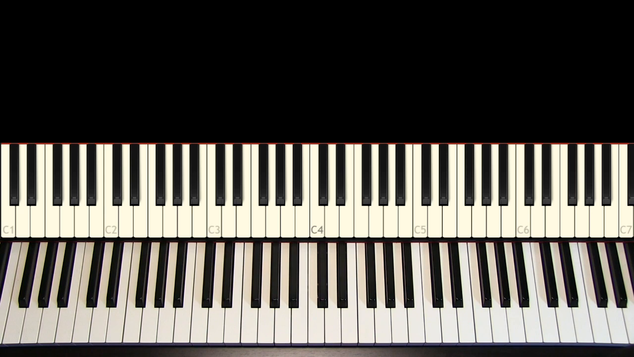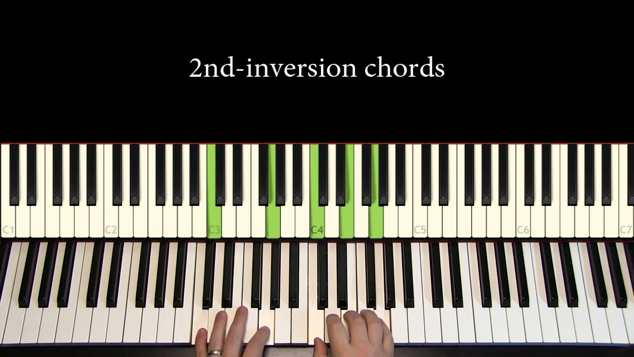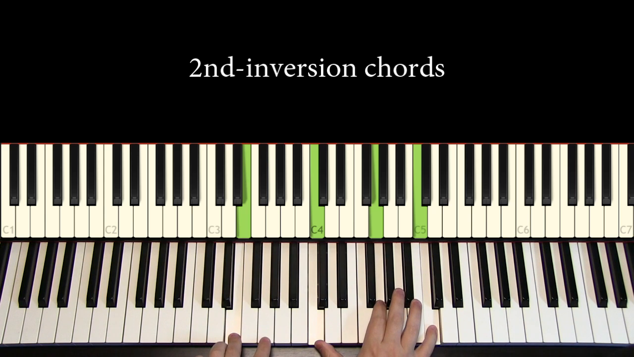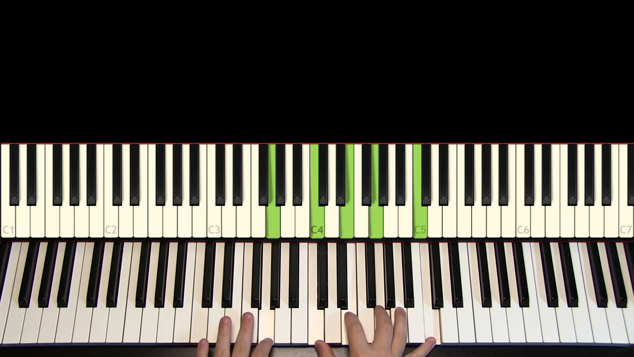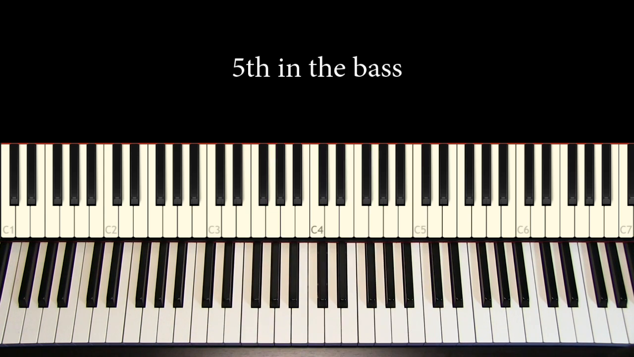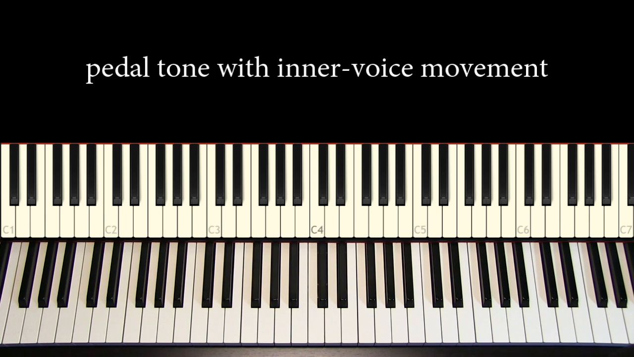Now let's take a look next at second inversion chords. So root, first inversion, second inversion with the fifth in the bass. Just like with first inversion chords, there are multiple ways that you can use second inversion chords, but the most common way is a pedal tone with an inner voice movement. Pedal tone with inner voice movement. Well, what do I mean by that?